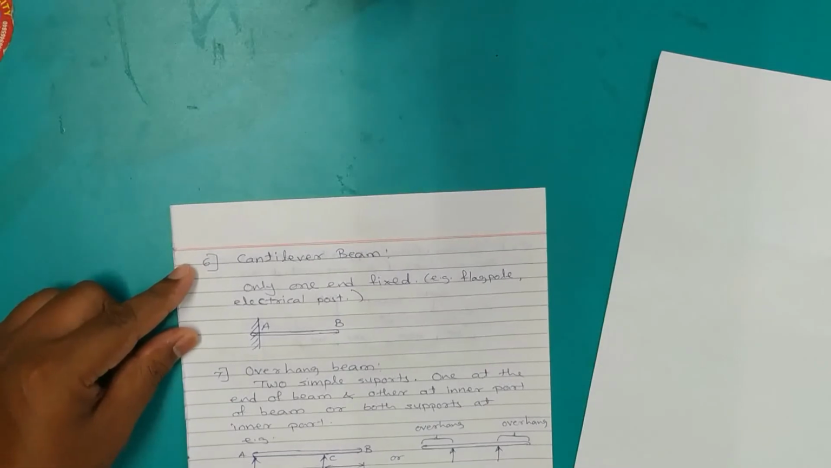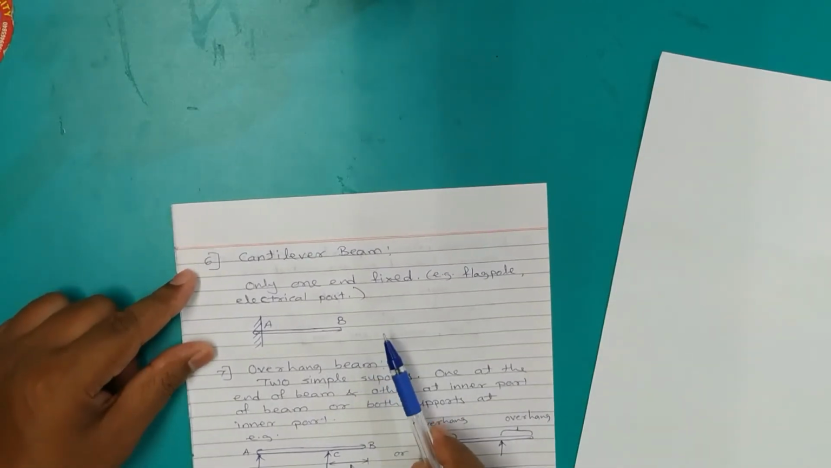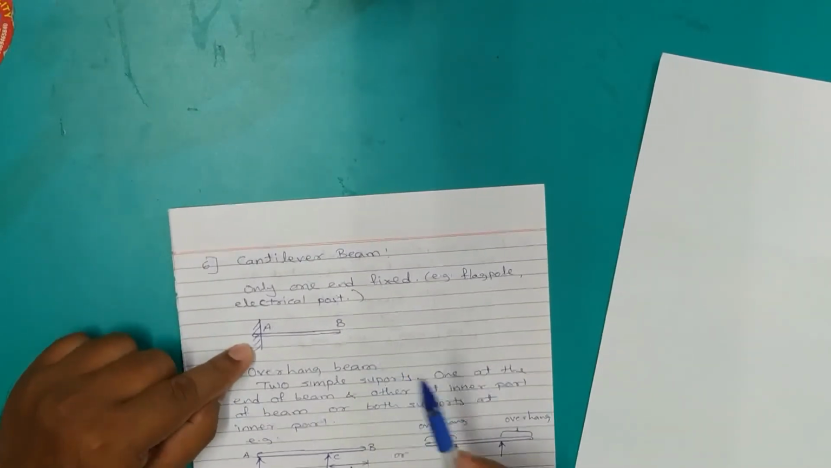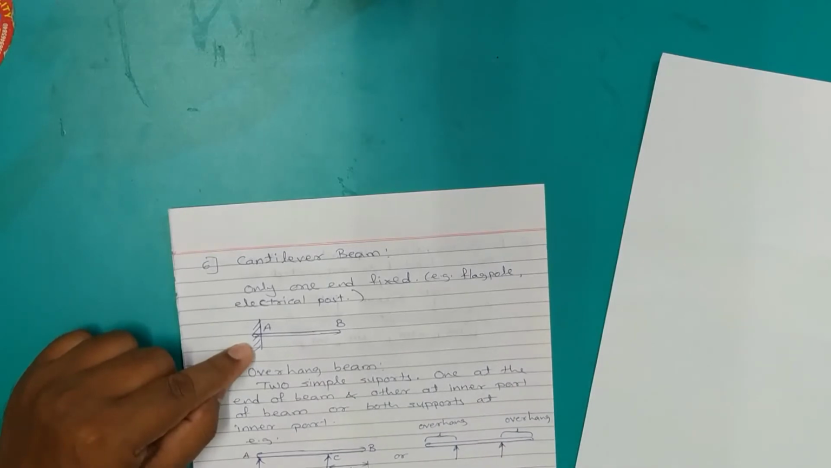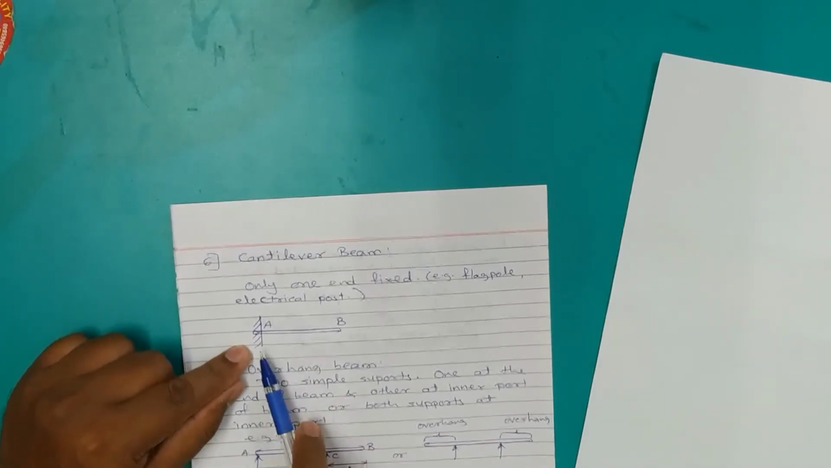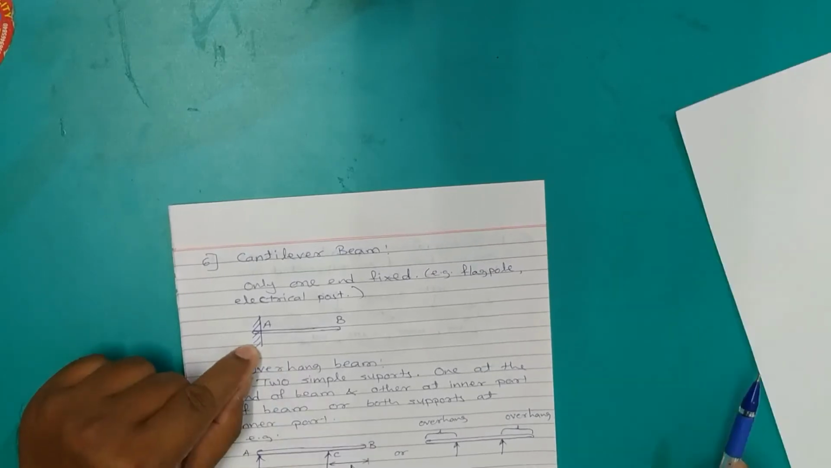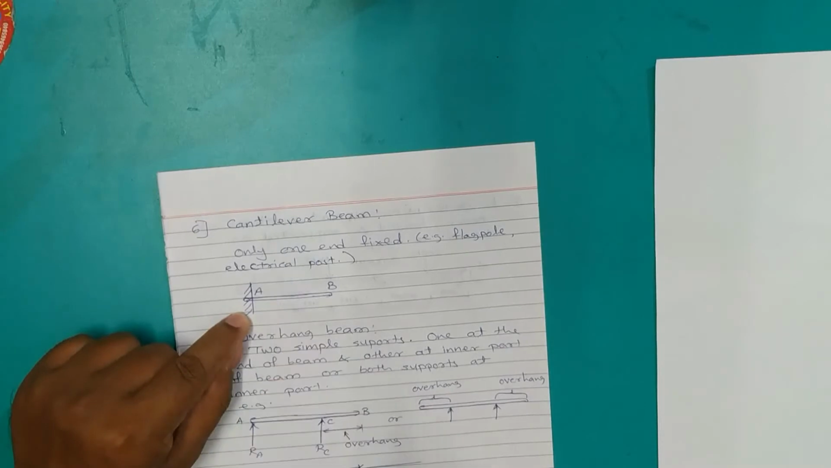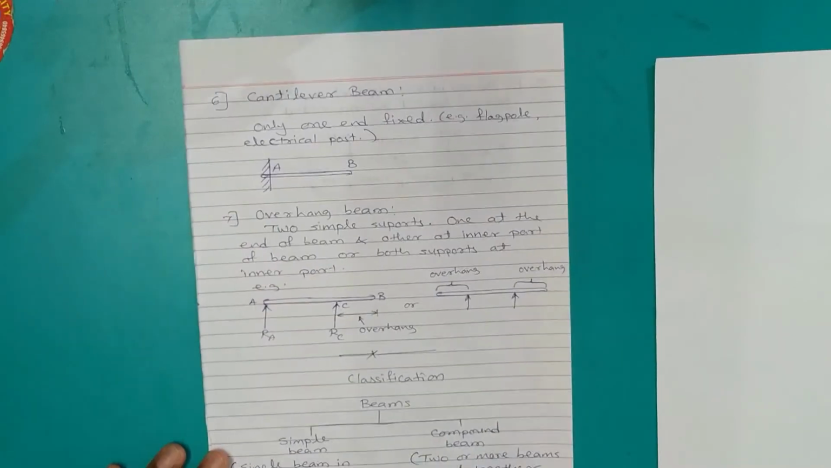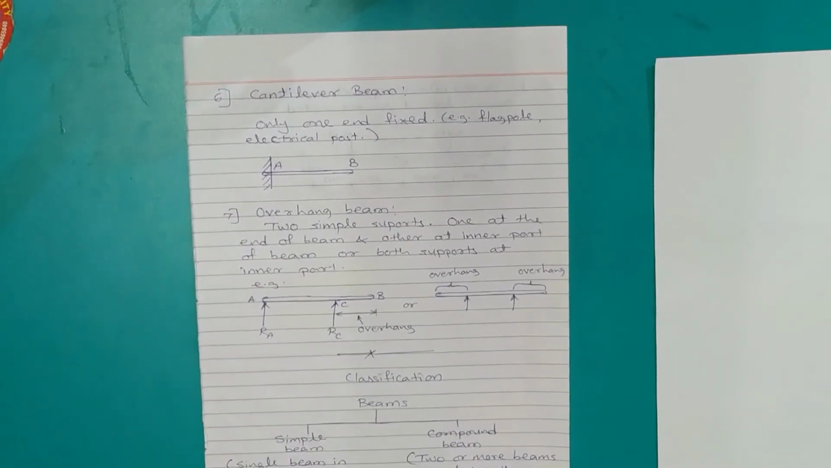This is another type of beam, and specifically this is a beam where it has only one end fixed and the rest of the length of the beam is not having any kind of support. So if a beam has only one fixed end and no support all over the length, it is considered a cantilever beam. Further, overhang beam.